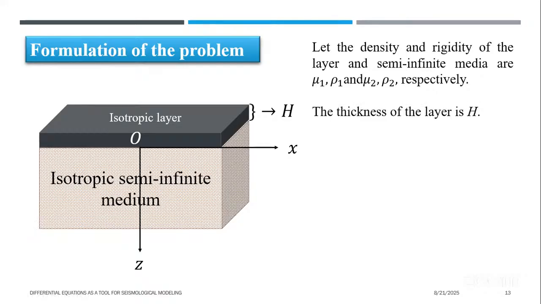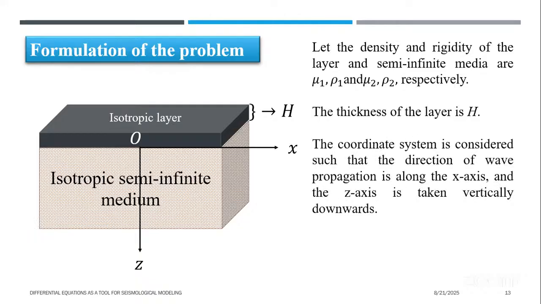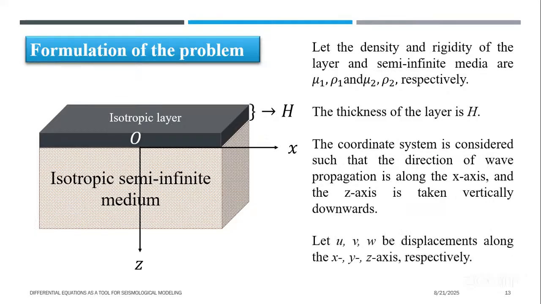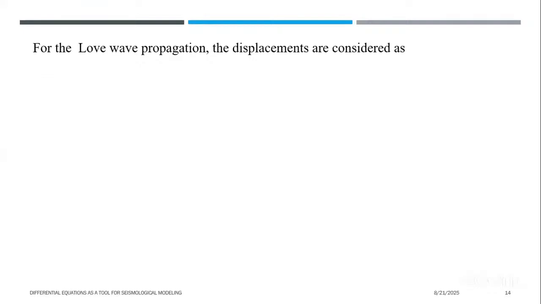We need to keep in mind that its breadth and length are both infinite. The coordinate system is considered in such a way that the direction of wave propagation is along the x-axis, and the z-axis is vertically downwards. And u, v, w are the displacement components along the x, y, and z axes.